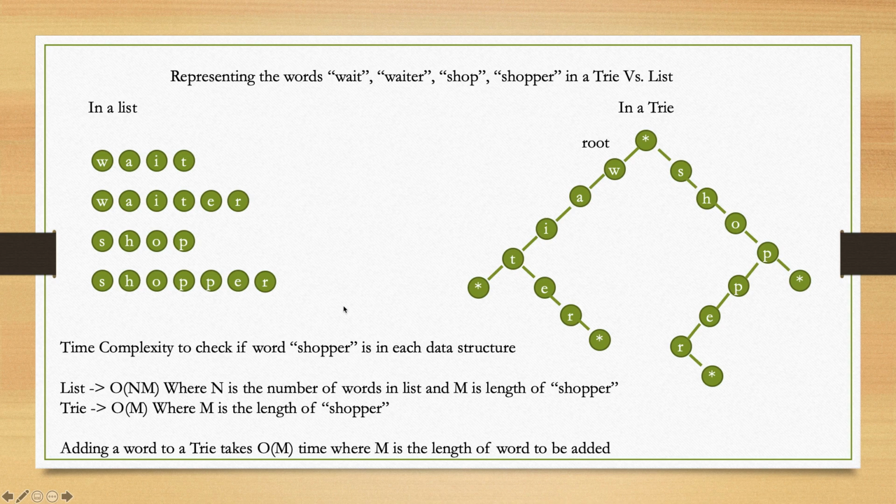But one thing that we have to keep in mind is that in Python, or in any language really, when you compare two strings, that's an order M operation, where M is the length of the string you're comparing, because you have to compare each character one by one.